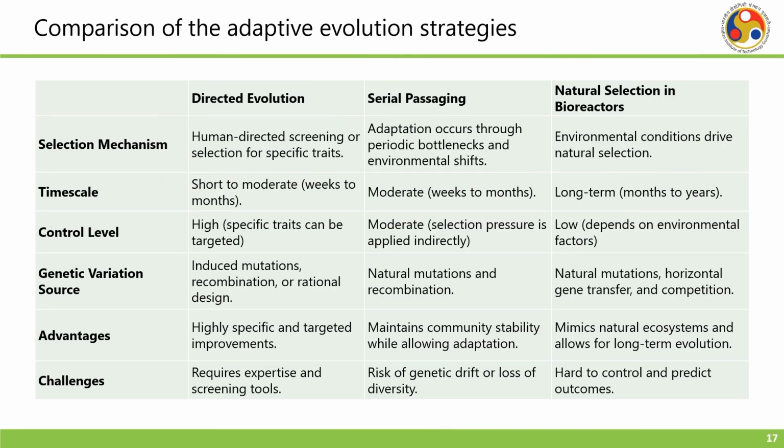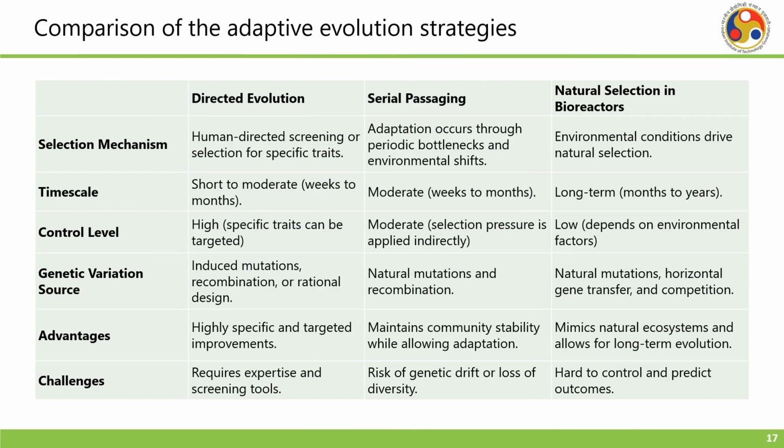Let us compare some of the adaptive evolution strategies like directed evolution, serial passaging, and natural selection in bioreactors. When it comes to selection mechanism, directed evolution is a human-directed screening or selection for specific traits. In serial passaging, we go for adaptation through periodic bottlenecks and environmental shifts. In natural selection in bioreactors, environmental conditions drive natural selection. From the point of view of time scale, directed evolution is short to moderate, taking weeks to months.